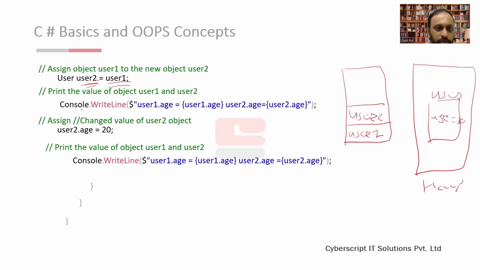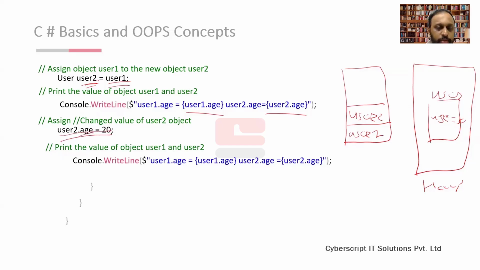Now here we are just printing the user1 age and user2 age with the help of Console.WriteLine. Console.WriteLine is used to print the data onto the console command prompt. Now here we are modifying the value of age, setting it equal to 20.